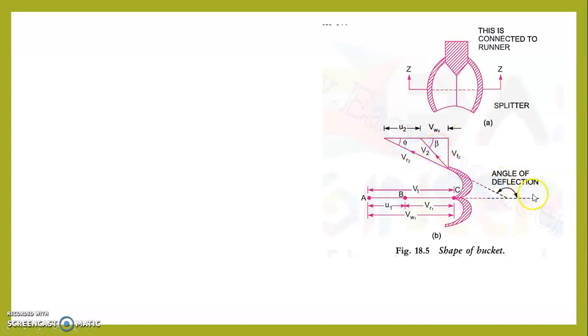So the angle of deflection is the angle between the direction of motion of the jet initially and the direction of motion of the jet finally. Initially, the jet is coming in this direction and it is deflected to this direction. So this is the total angle of deflection, which will be equal to 180 minus phi. If the total angle is 180, this angle will be phi. So we can calculate the value of phi from the angle of deflection. Okay.